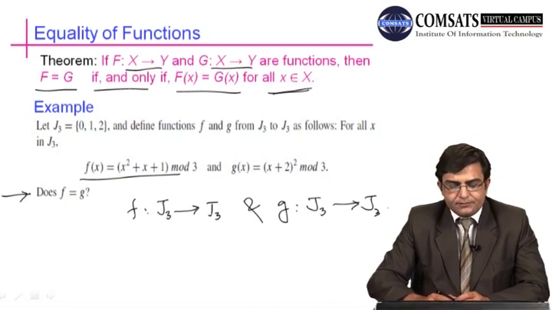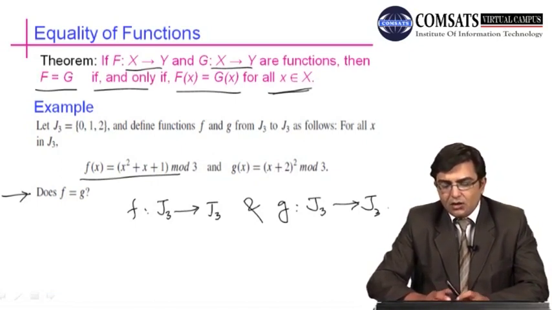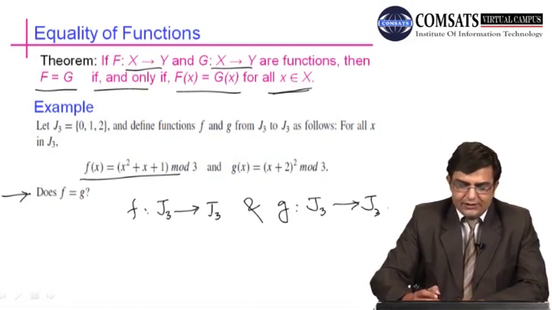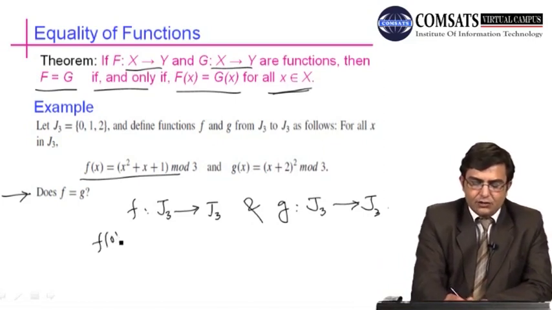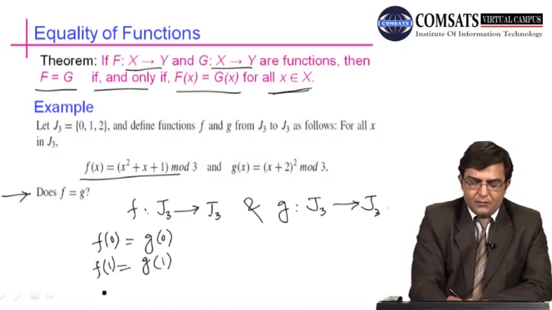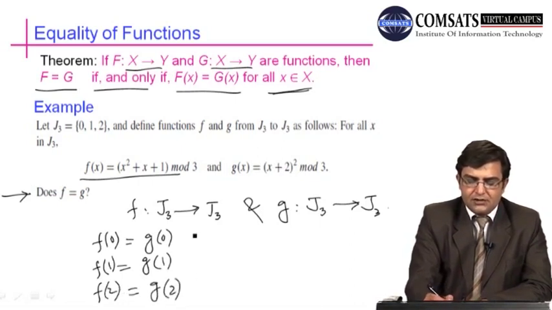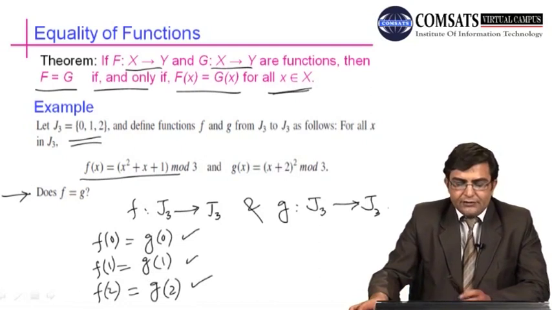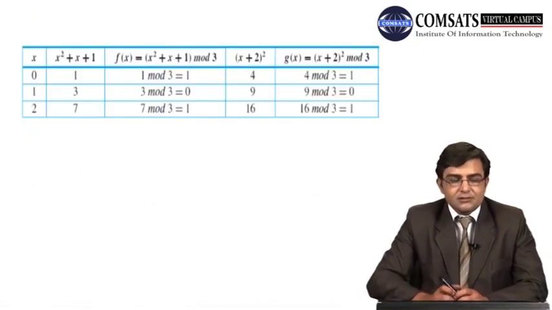Now we have to check whether the images f of x and g of x are all same for J3 or not. That is, we have to check f of 0 must be equal to g of 0, f of 1 must be equal to g of 1, f of 2 must be equal to g of 2. So we have to check for all the elements of J3. So first we have to calculate these functions.